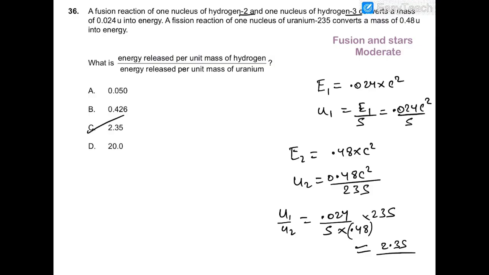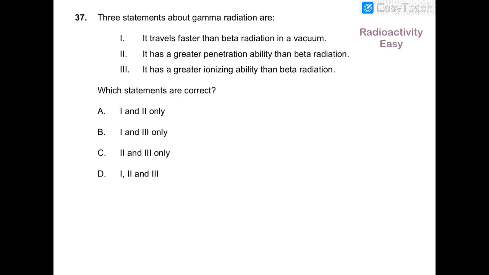Now let us move on to the next question. In this question, there are three statements about the gamma radiations. First one says that it travels faster than beta in vacuum. This is obviously correct because the speed of gamma is equal to the speed of light because they are photons. Second says that it has a greater penetration ability than beta, obviously because gamma has no mass because they are photons, so their penetration ability is greatest.